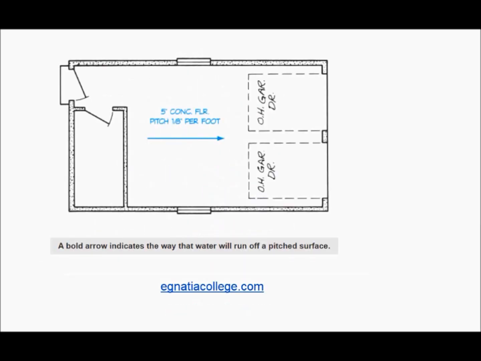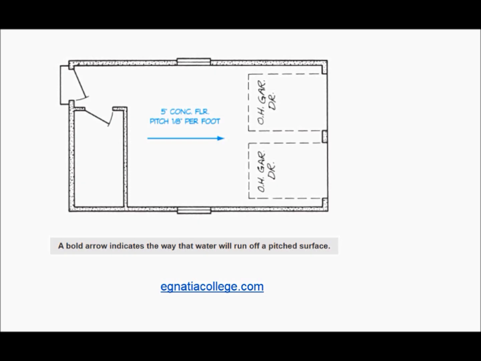Where the slab must support bearing walls or masonry partitions, it may be haunched. When floor drains are included or where water must be allowed to run off, the slab is pitched, sloped slightly. A note on the drawings indicates the amount of pitch. 1/4 inch per foot is common. When there is any possibility of confusion about which way the slab is to be pitched, bold arrows are drawn to show the direction in which the water will run.